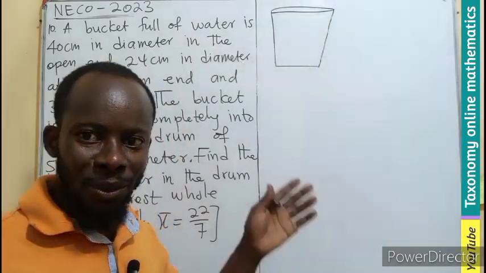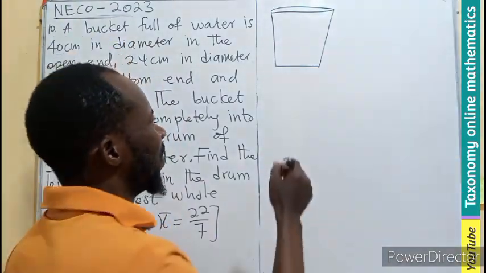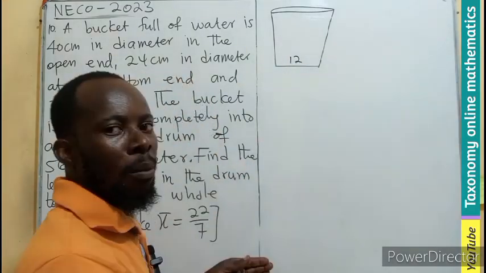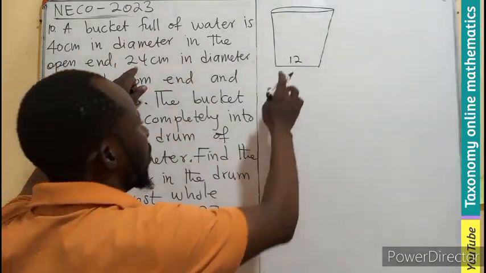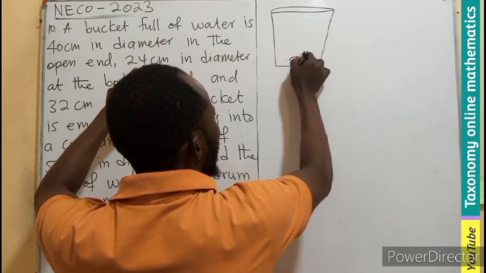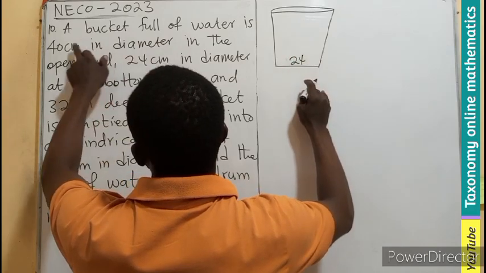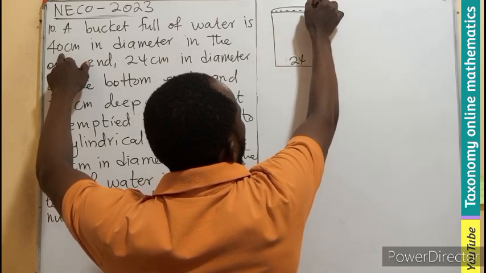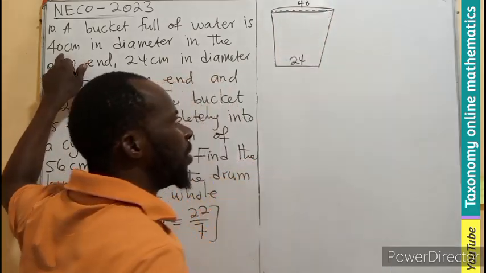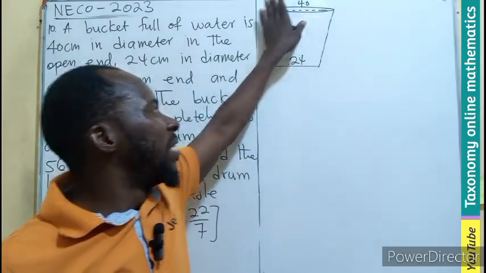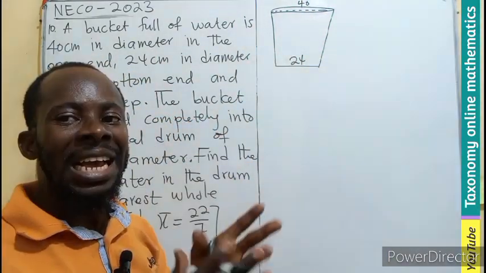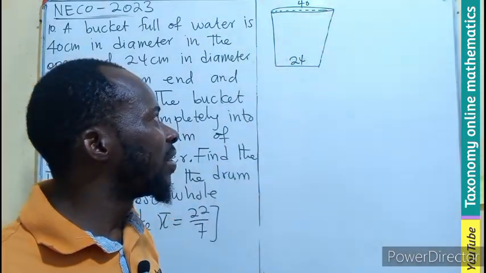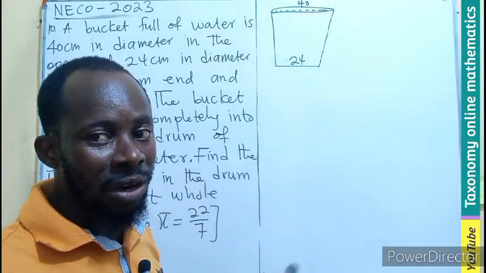I believe this looks like a bucket, right? The diameter at the bottom is 24, and the top is 40 centimeters. This does not give us a clear shape. We can call this a cylinder, or we can also call this a frustum.